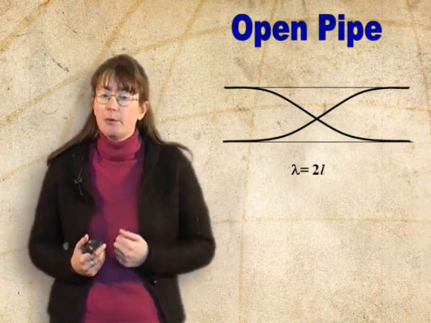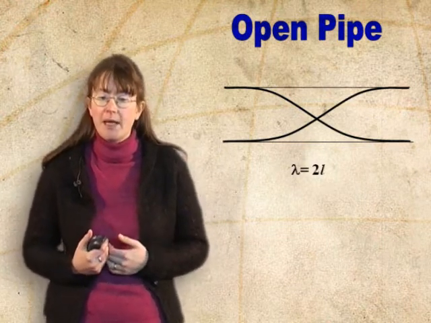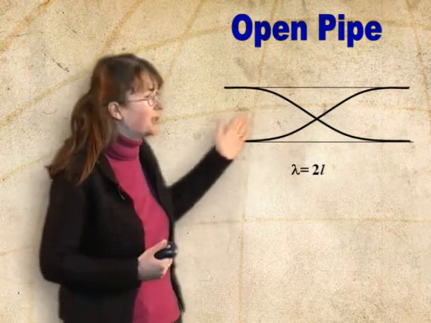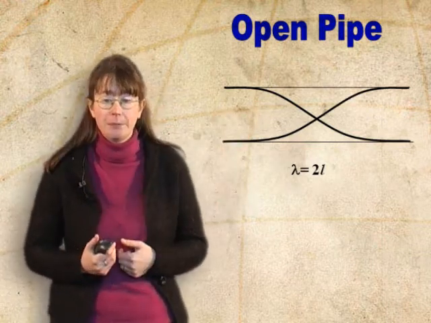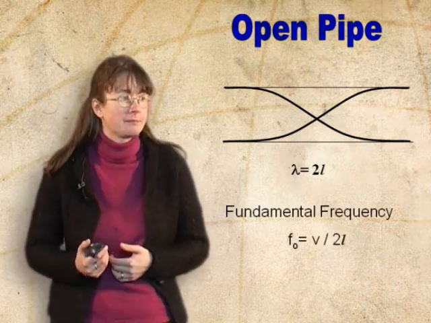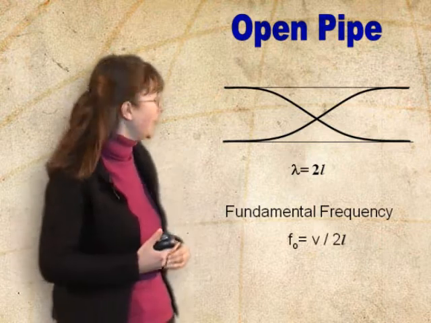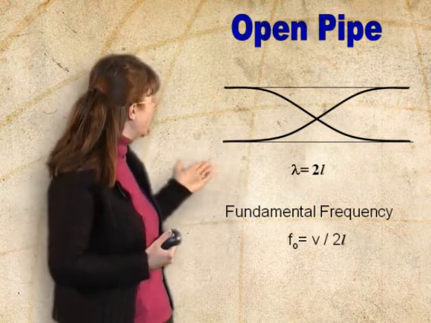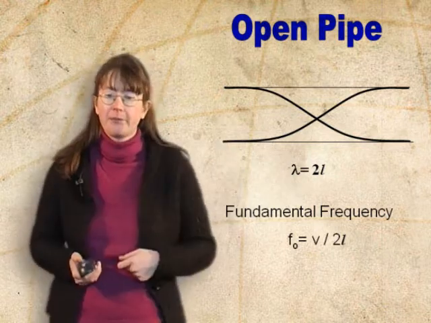This means that we have antinodes at the end of the tube. The wavelengths for an open pipe are similar to those for a closed pipe, except that we have an antinode at the end of each tube instead of a node. The longest wavelength is still 2L. The fundamental frequency, again using v as the speed of sound, is given by this equation.